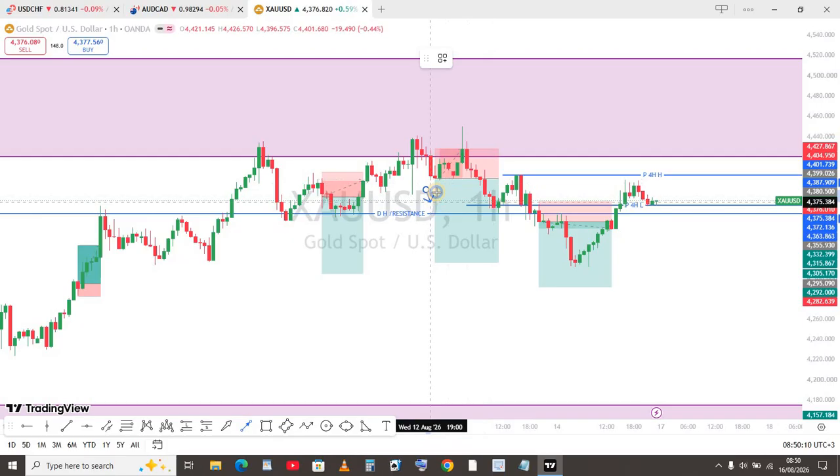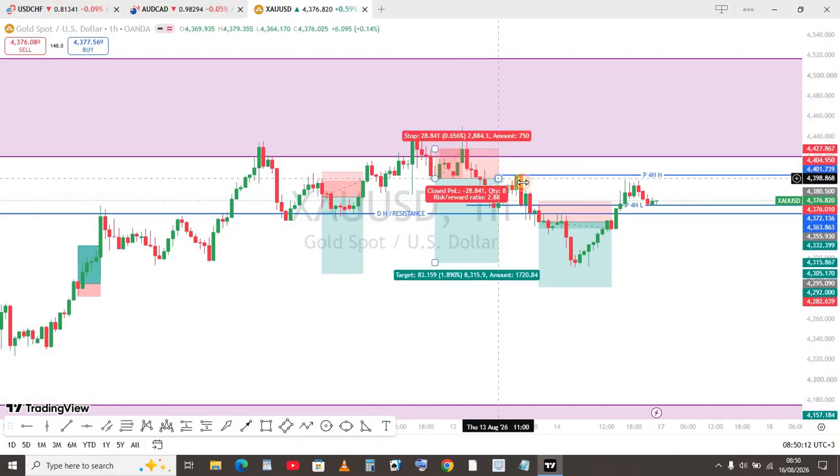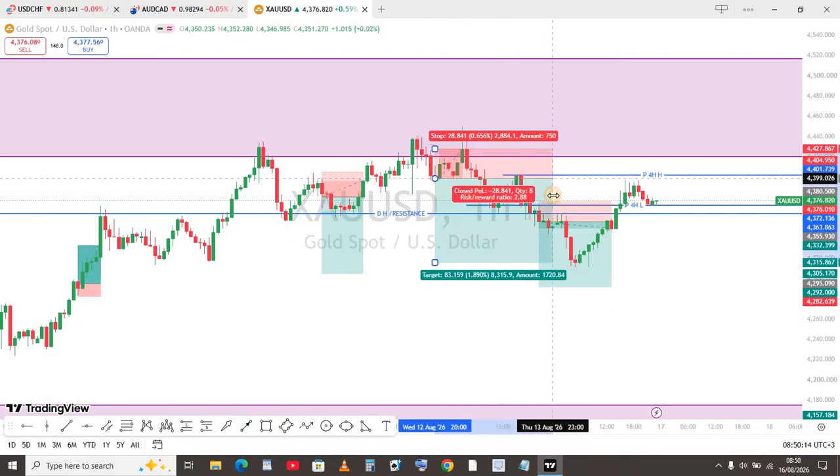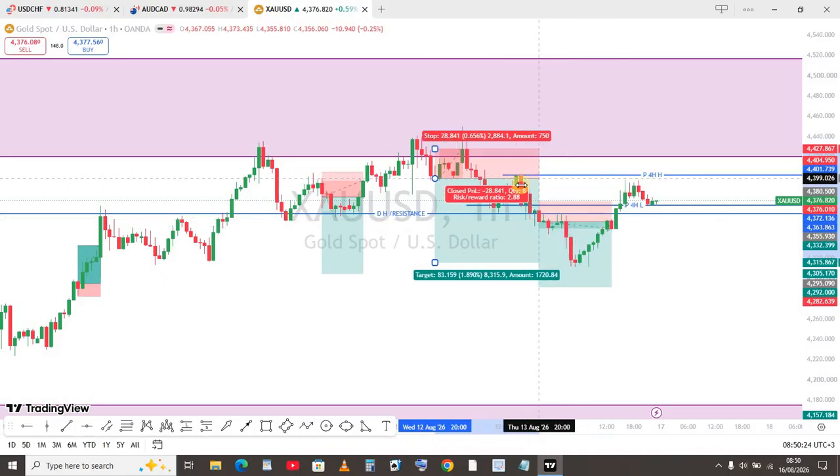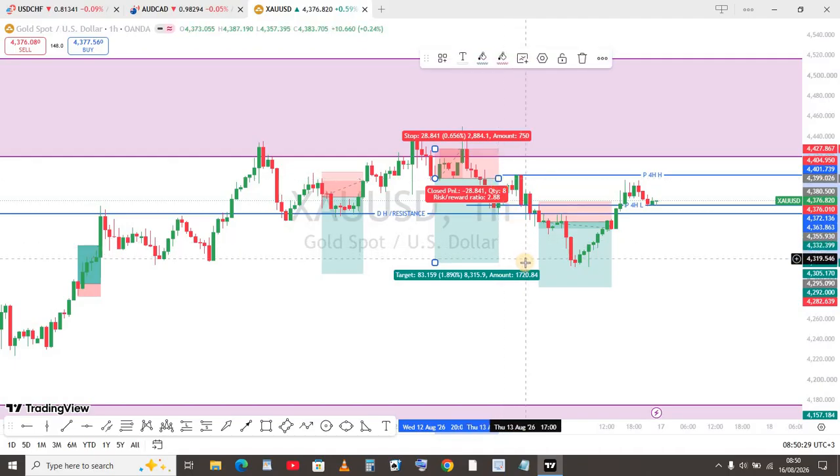So if I adjust this selling position, as you can see, the market just went in my direction where I was anticipating it to go. But you can see I would just be stopped out. After getting stopped out, the market continues.